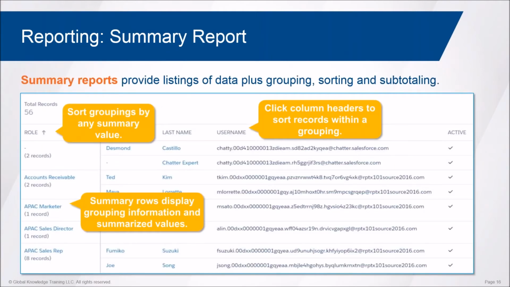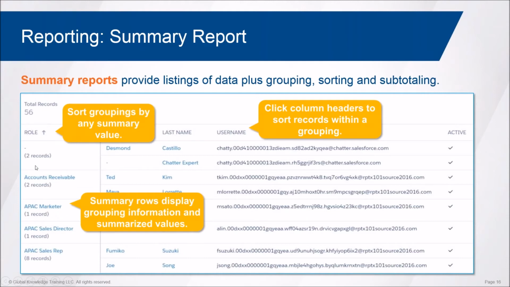The summary report is a little more complex, but it gives you a little bit more flexibility in viewing data. So it does provide that list of information. So at its heart, a summary report is a list of information, but it allows us to go a little further than just a list. It allows us to do groupings, it allows us to do sorting, and it allows us to do subtotaling. So those three things mentioned at the top in the summary report definition there. So grouping, sorting, and subtotaling.